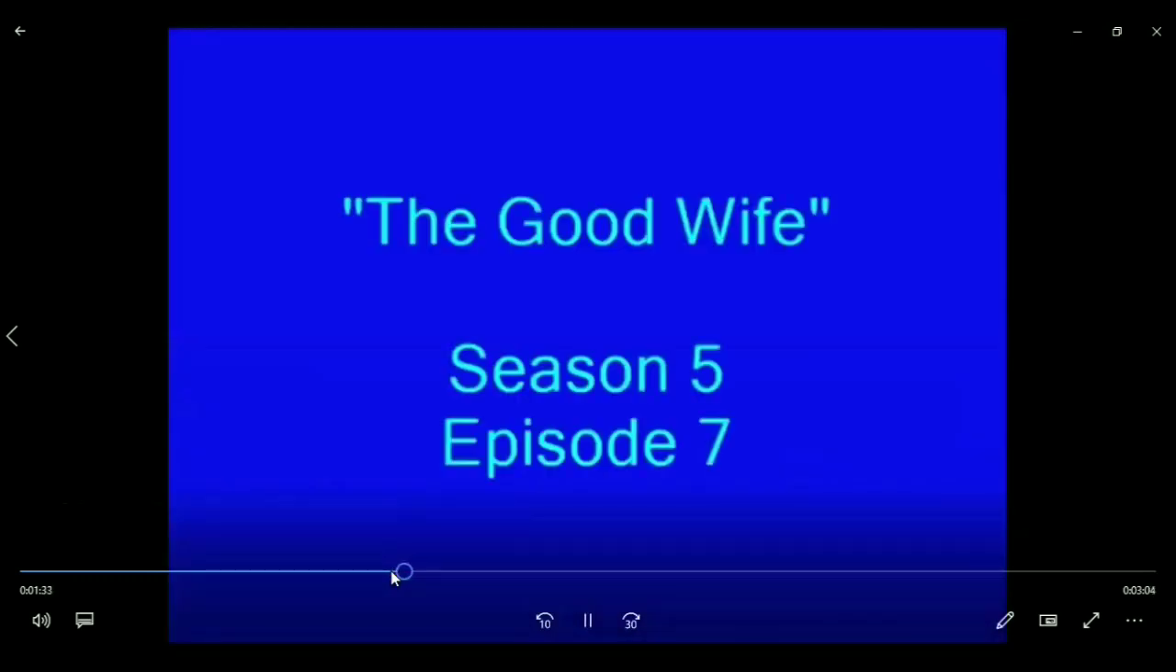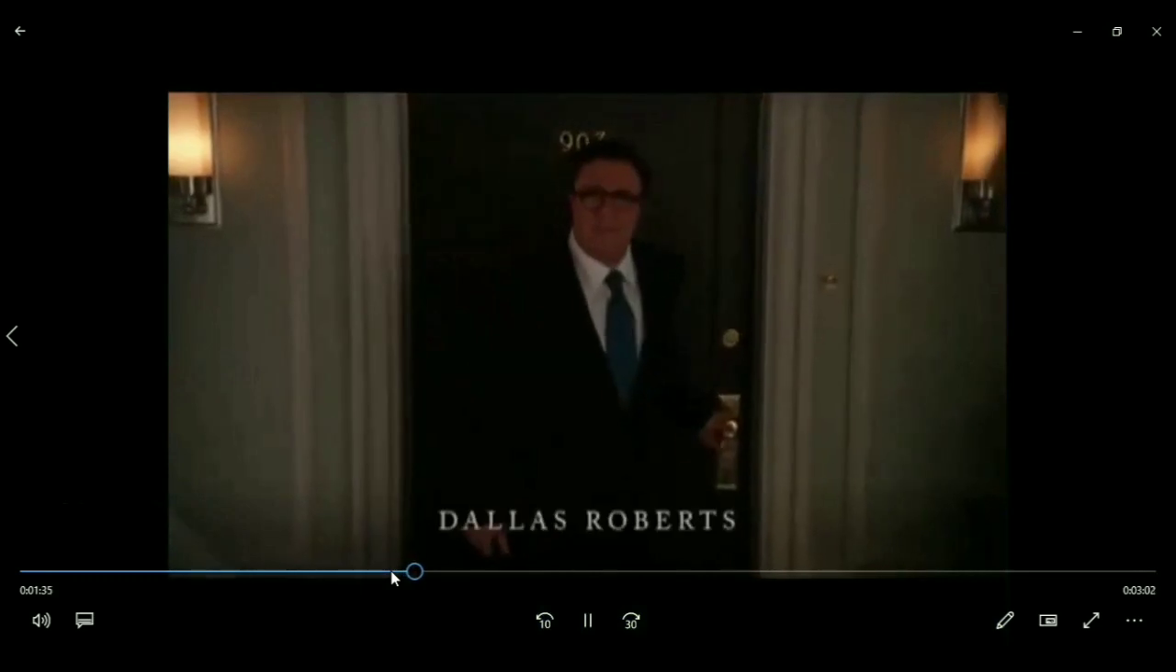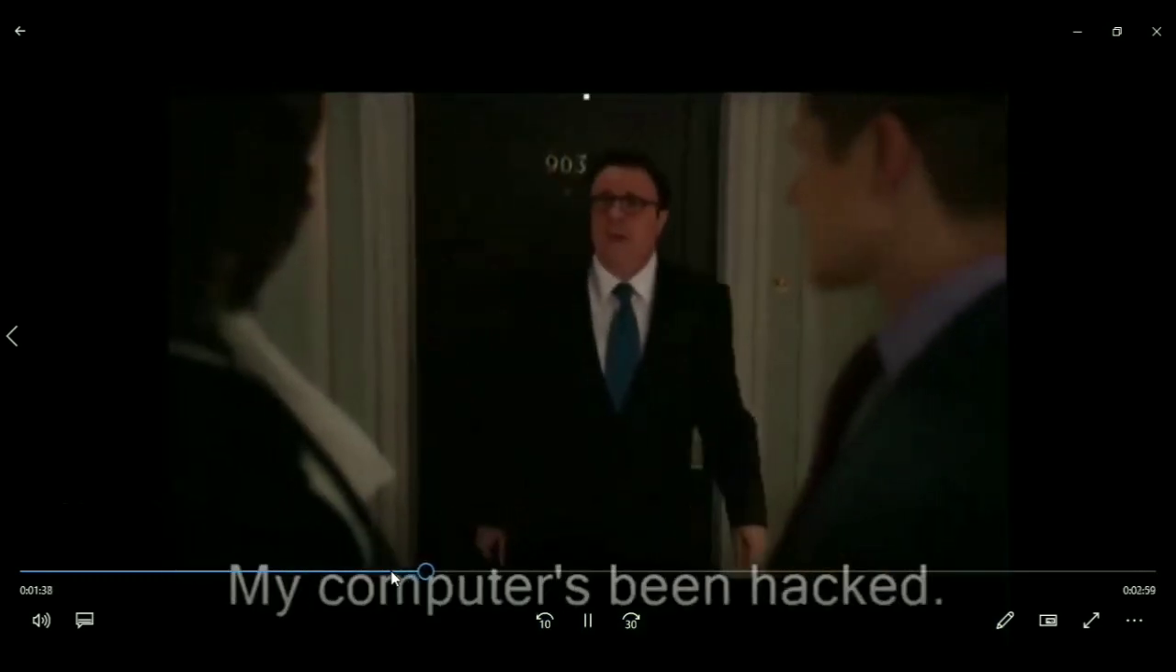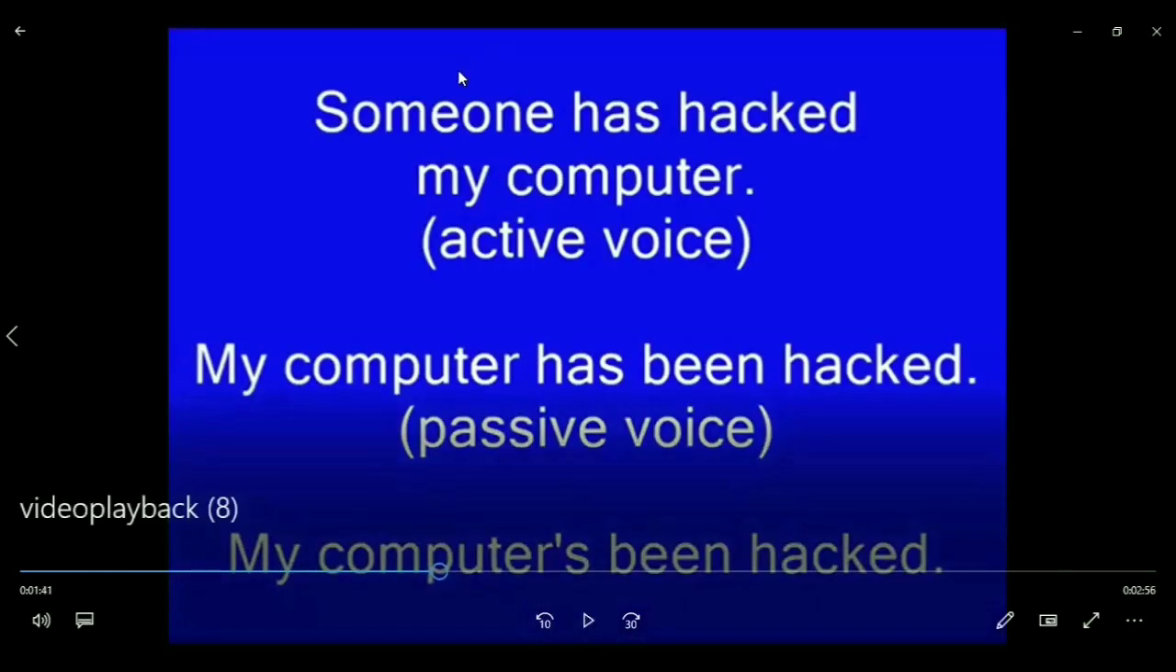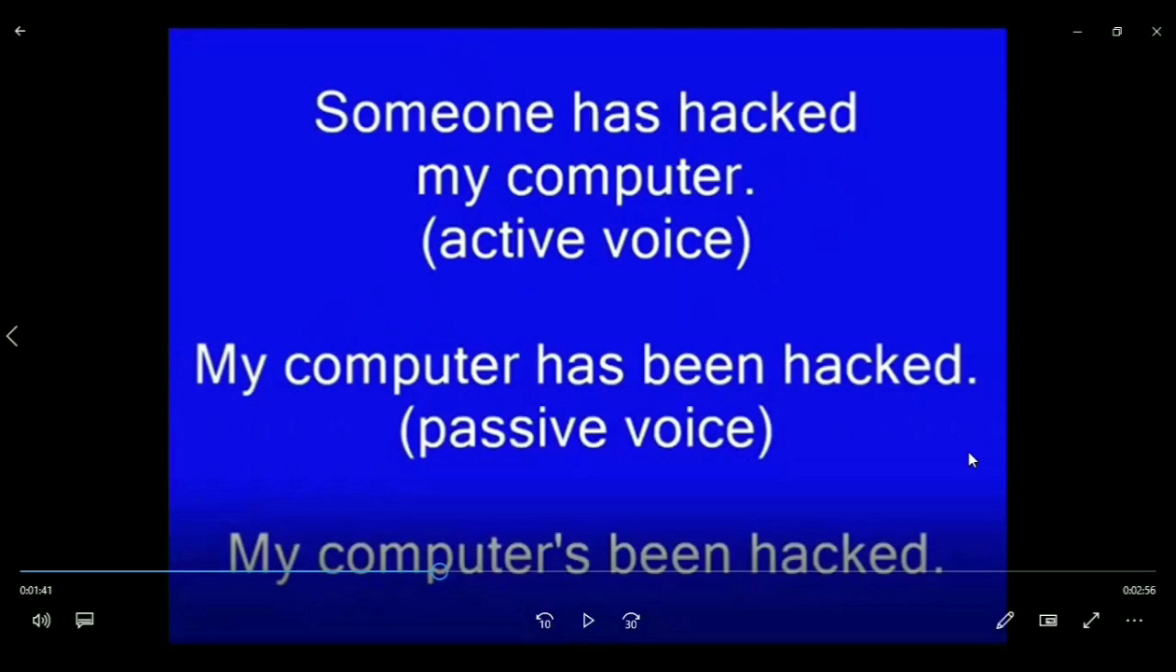Third example. Why are you out here? My computer's been hacked. By whom? Okay, great. Someone has done the action. Someone has hacked my computer. We are emphasizing here that someone is important. But in the passive voice, my computer is important. I'm emphasizing my computer. My computer has been hacked. By whom is not important. But the situation is that my computer has been hacked.